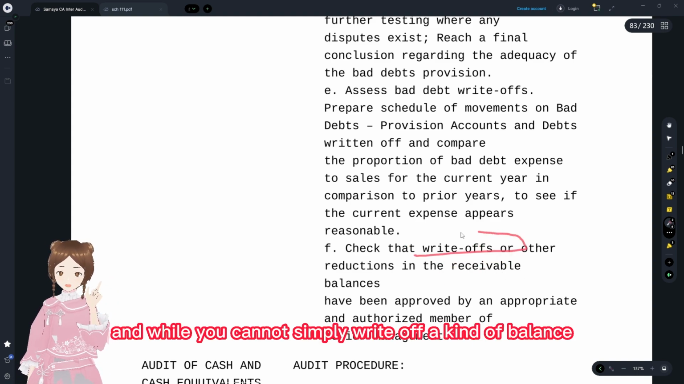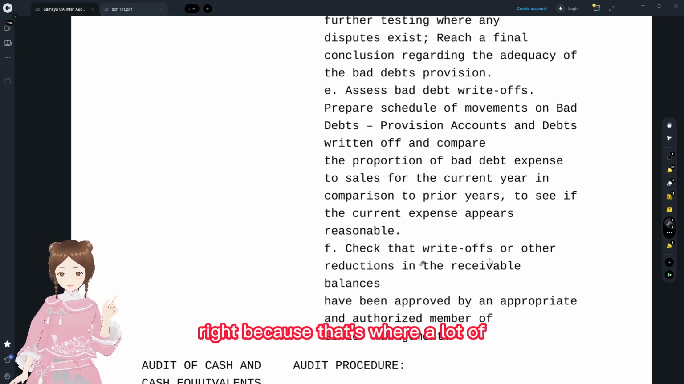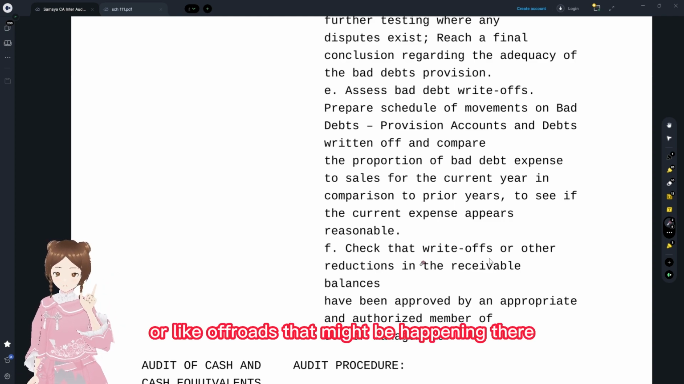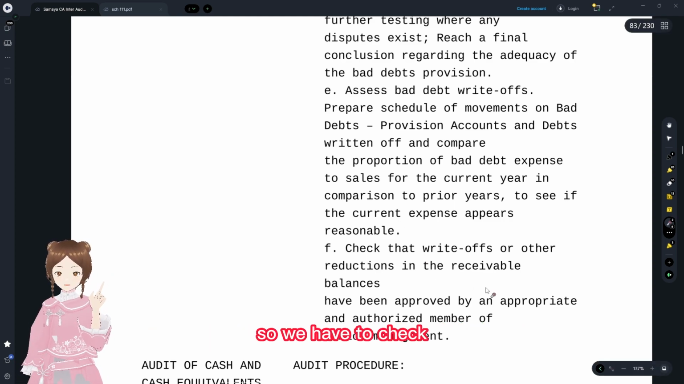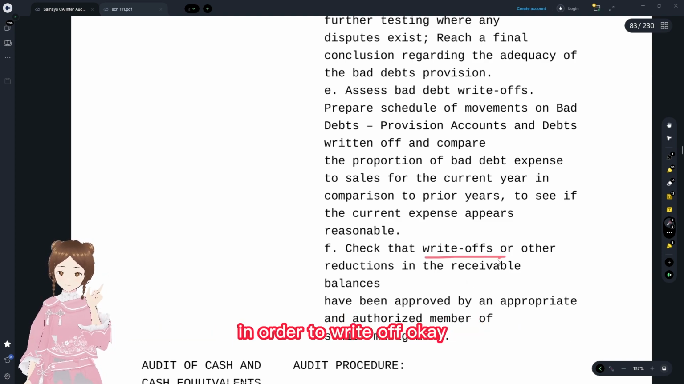And you cannot simply write off a balance, right? Because that's where a lot of frauds might be happening. So we have to check whether any authorization was given in order to write off.